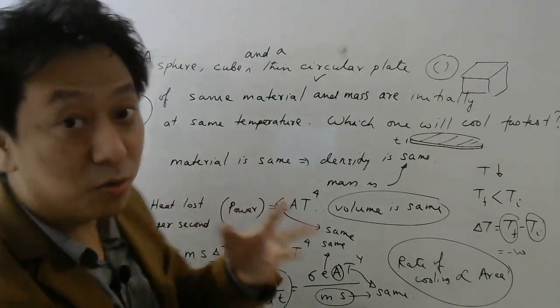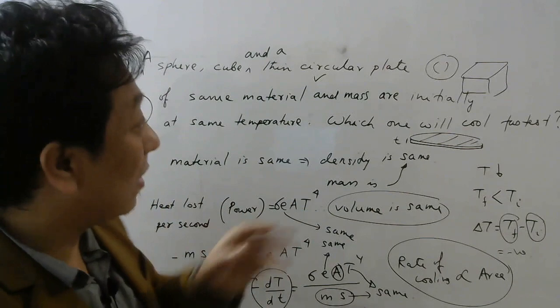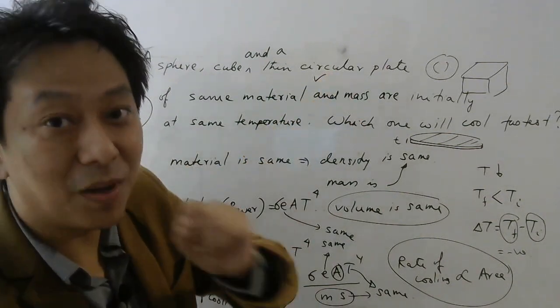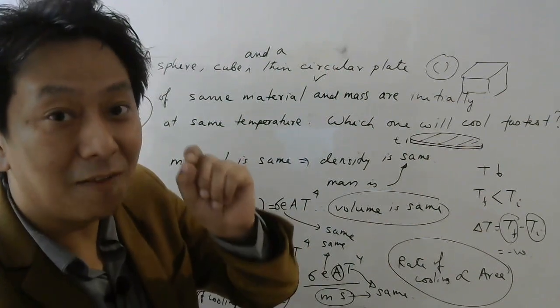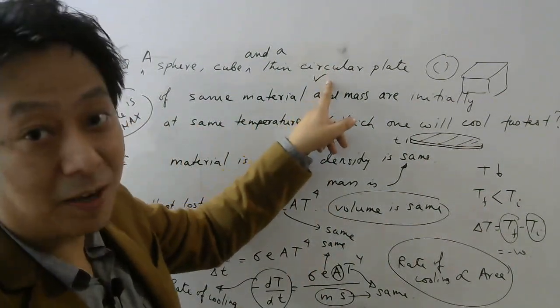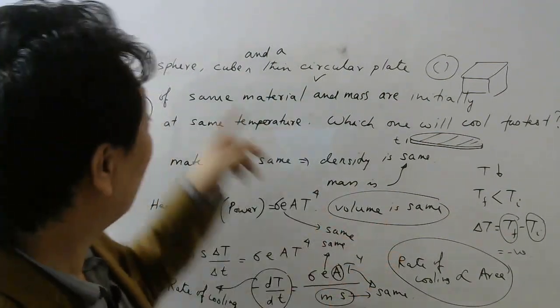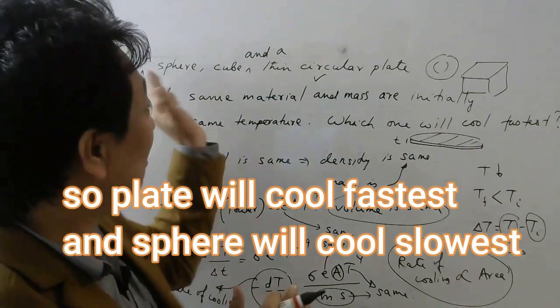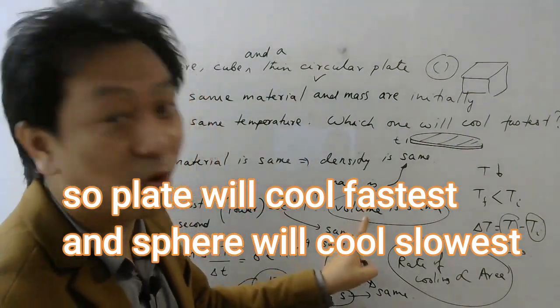Now if you want to see mathematically why this one will have the largest area, then just mention in the comment section. I will give you a mathematical proof that circular plate will have the largest area and sphere will have the smallest area if the 3 bodies have same volume.